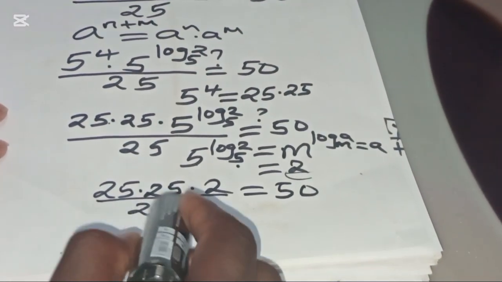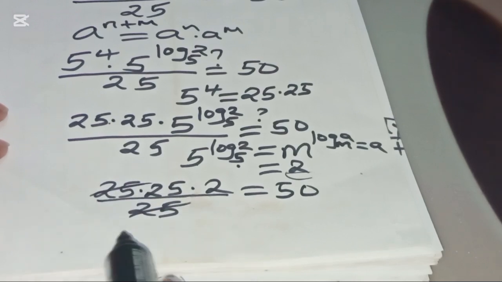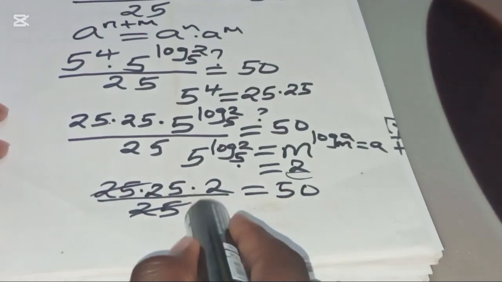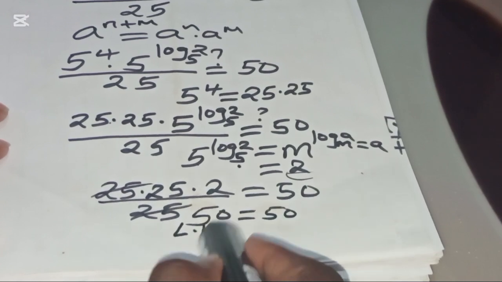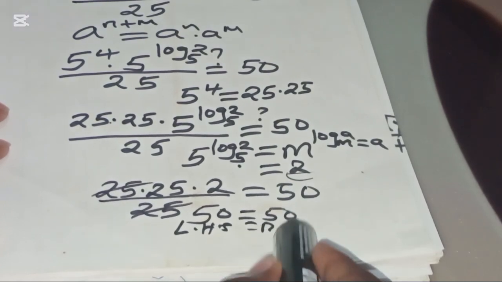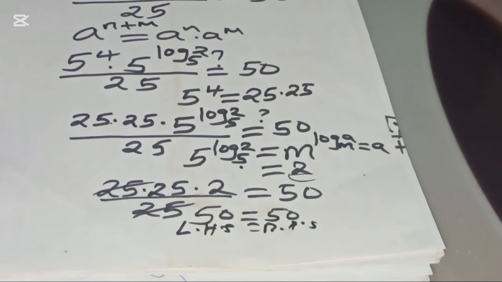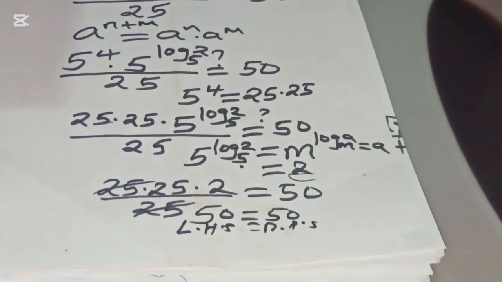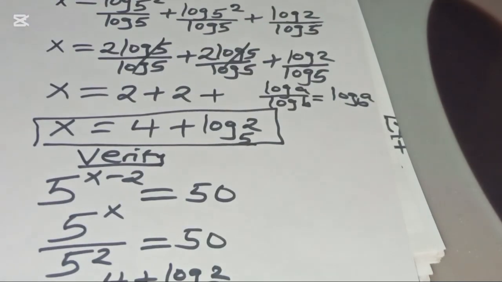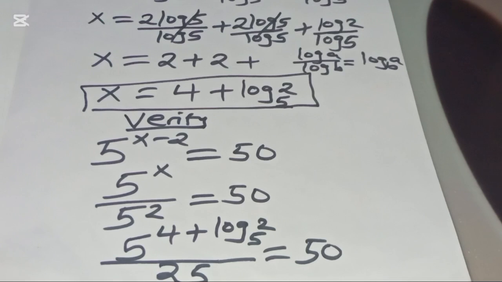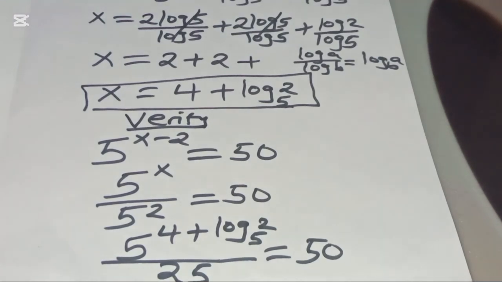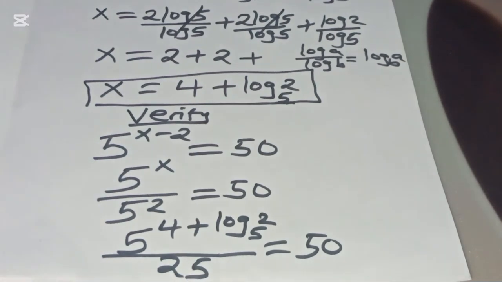Okay, so if we simplify here by 25, then we'll have 25 times 2, which is actually equal to 50. And that means that the left-hand side is equal to the right-hand side. That affirms that the value of x, which is equal to 4 plus log 2 to base 5, actually satisfies the equation. So kindly follow the steps to understand better.